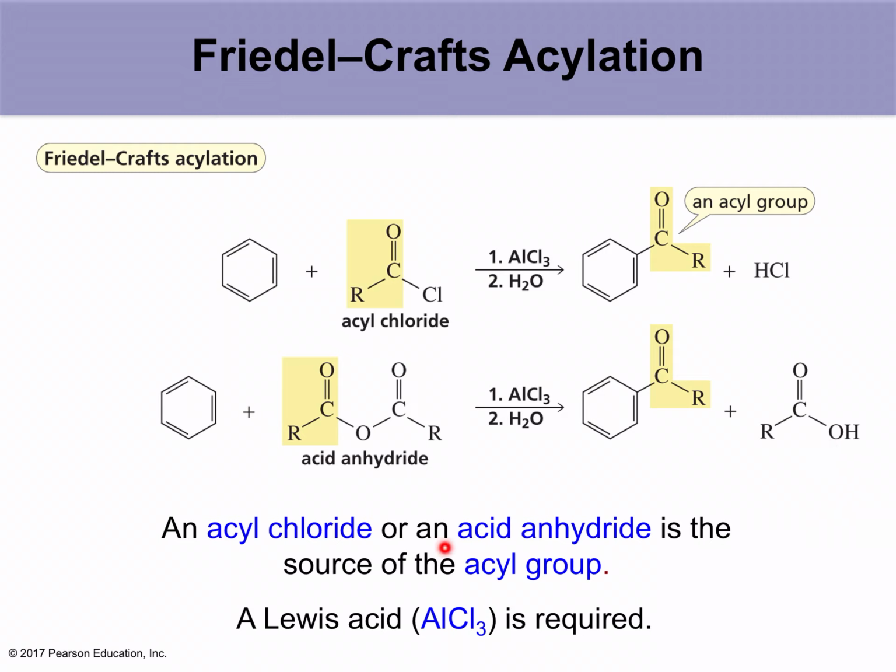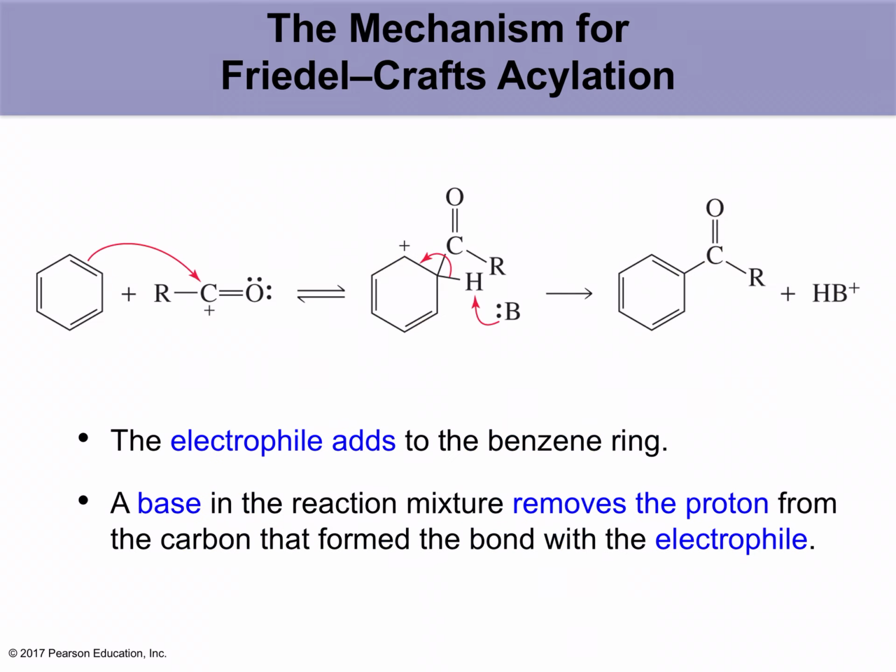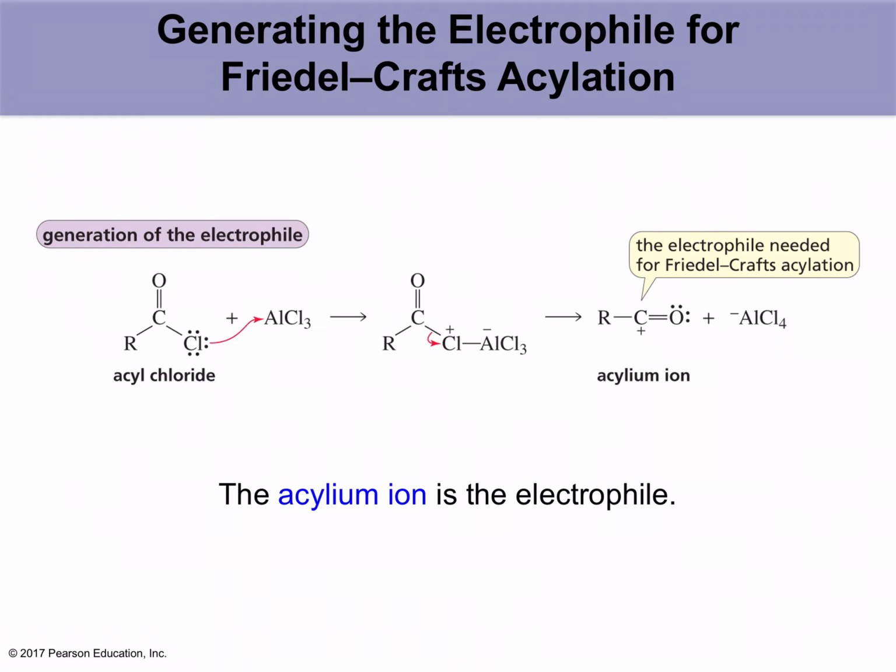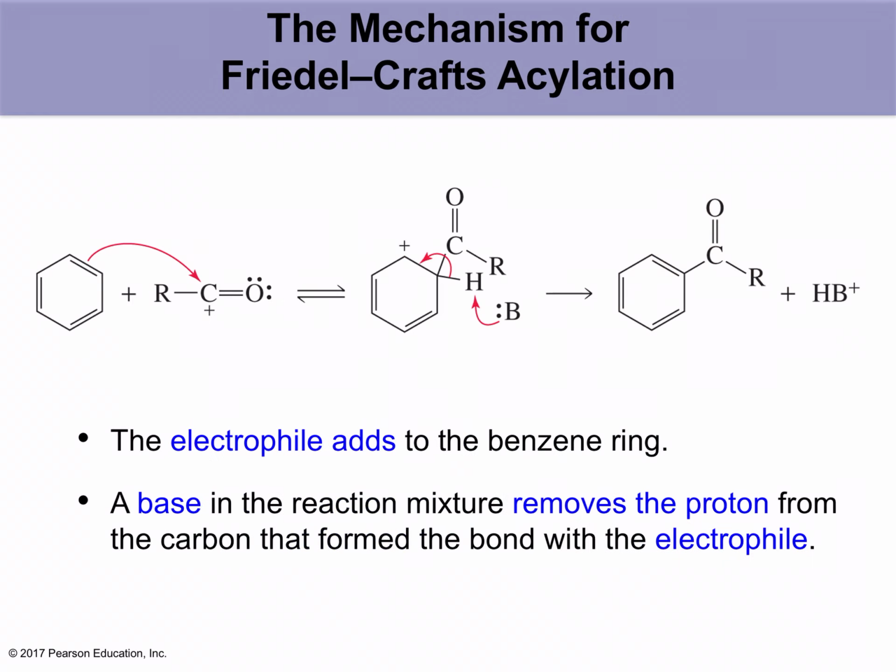An acyl chloride or an acid anhydride is a source of the acyl group. So you can use any of those. The Lewis acid, aluminum chloride, is required for the reaction to take place. So here's the mechanism. And this will show you how to generate the acylium ion.